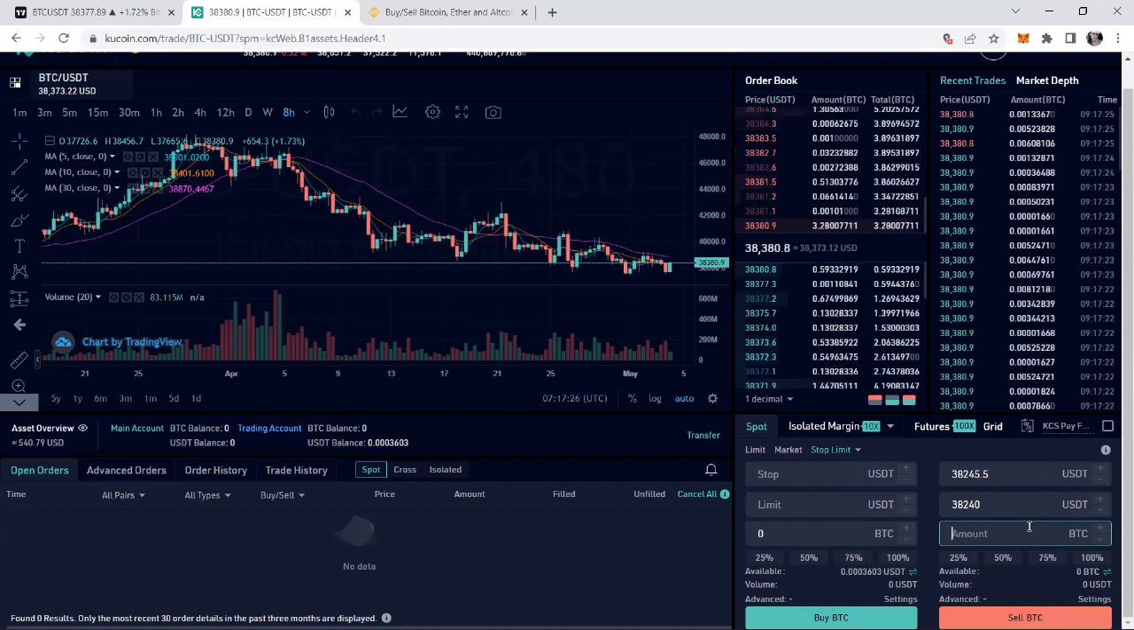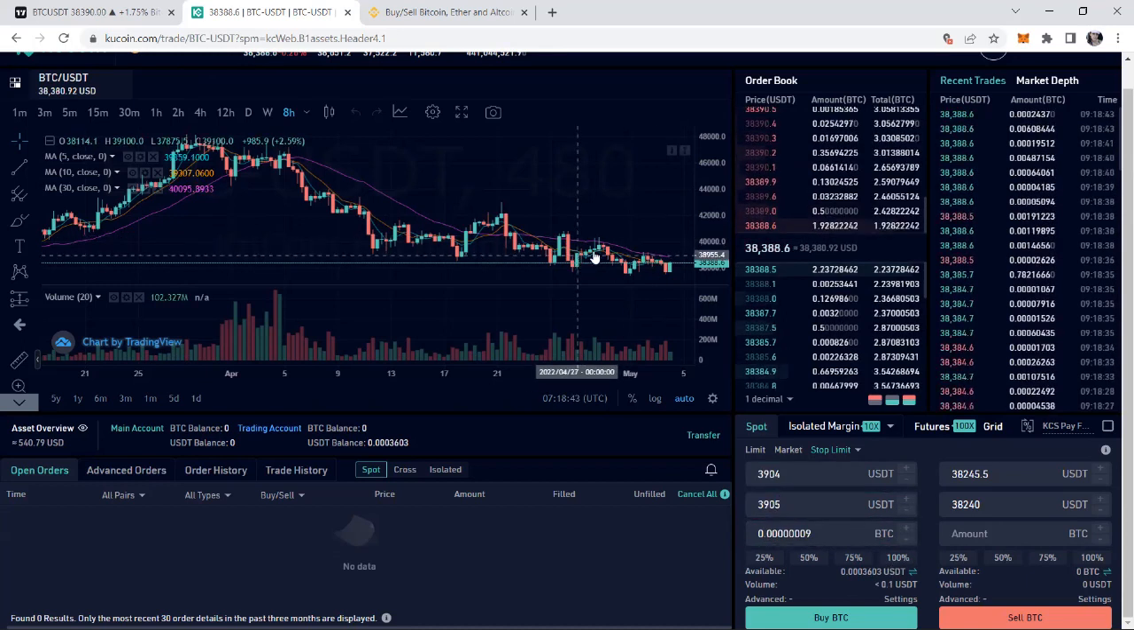Okay, just sell. Then you have your stop limit buy, which you use if you want to buy the breakout, for instance. So if Bitcoin reaches 39,004, then you will want to buy at 39,005. Okay, and then you state the amount of Bitcoin that you want to buy.